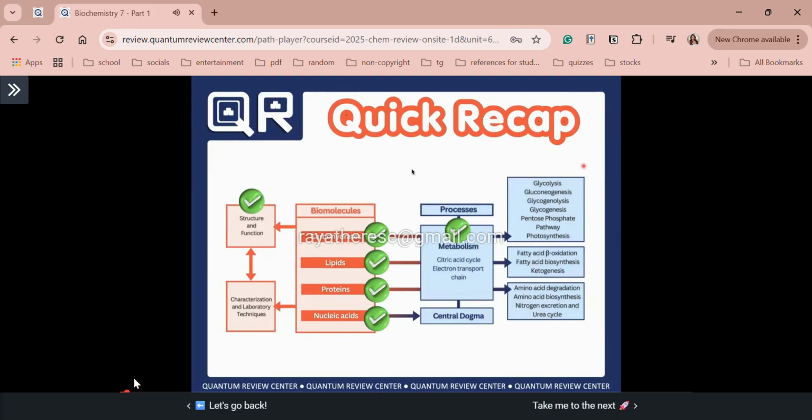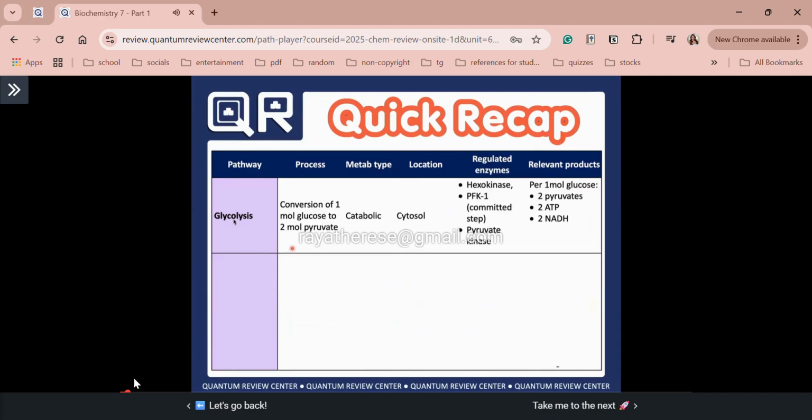Class, recall, we are already done with our discussion on glycolysis, so it is included in our cellular respiration discussion. Here, we discussed glycolysis and we know that it's just a simple conversion of 1 mole glucose to produce 2 moles of pyruvate. Again, this is a catabolic reaction in order to generate energy in your cytosol.